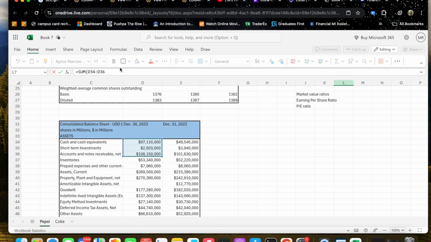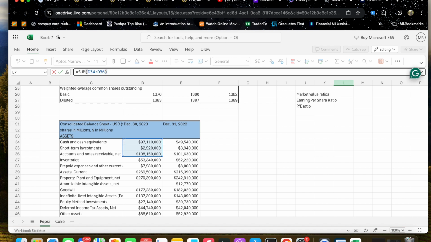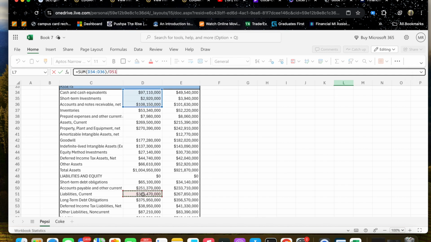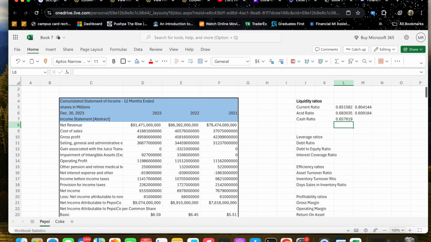So simply summing up that cash equivalent and just divide it by the current liabilities. Yeah, here we go, we found the cash ratio. You can see 0.6578 for the year 2023 and 0.57 for the year 2022. So let's jump on the leverage ratio.